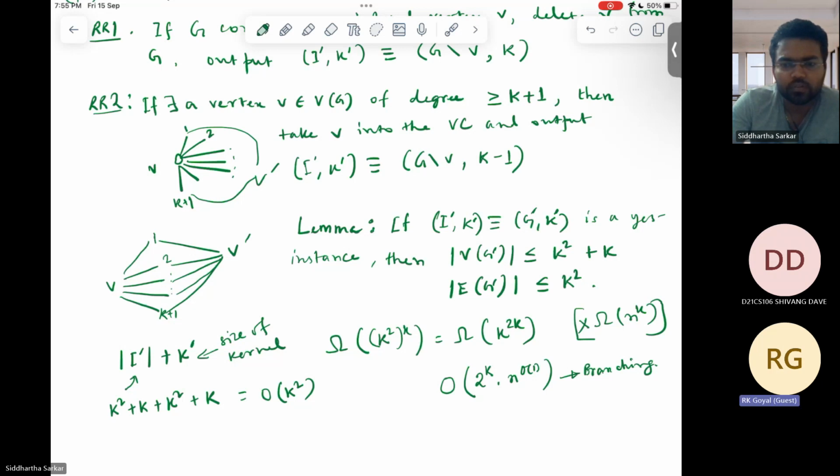Yes, people have written so many things about it, whether k is related to n or not related to n. Yes, they have viewed it from different perspectives.